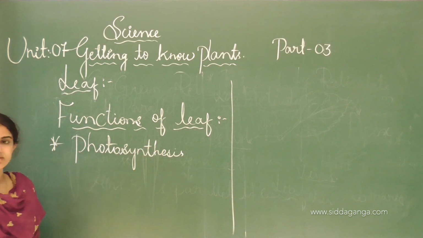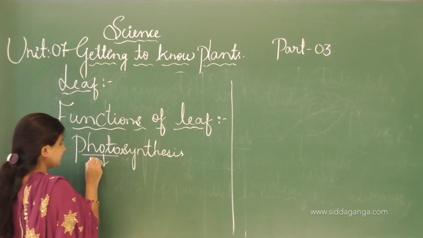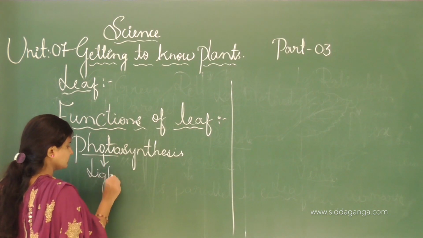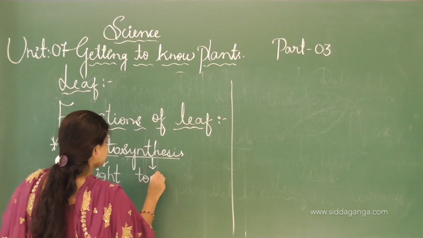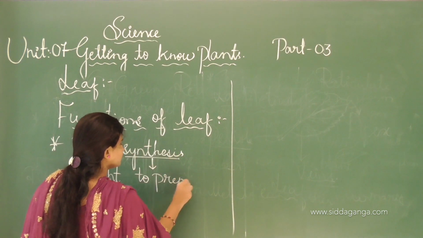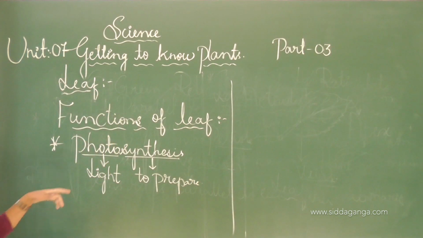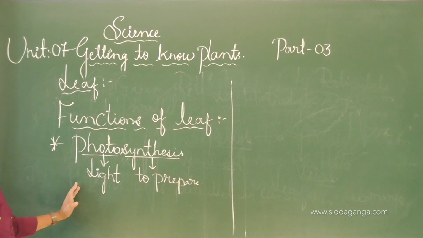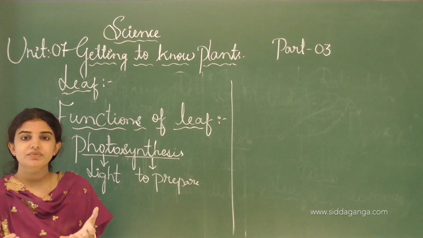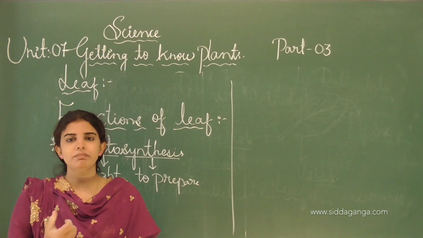Photosynthesis, as the name indicates, photo means light and synthesis means to prepare. Photosynthesis takes place in the leaf. Photo means light and synthesis means to prepare. Plants will prepare the food. In plants, the leaf will prepare the food.